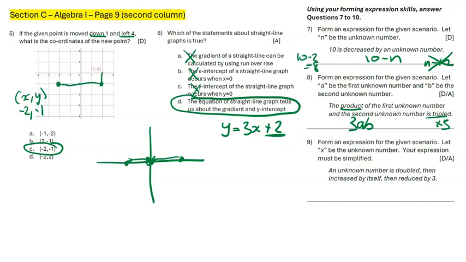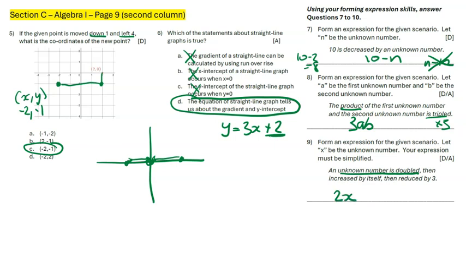So now moving on to 9, we're into another achieved question. Form an expression for the scenario. Let X be the unknown number. Your expression must be simplified. An unknown number is doubled, then increased by itself, and then reduced by 3. So an unknown number is doubled. That bit's easy to deal with. That's going to be 2x.